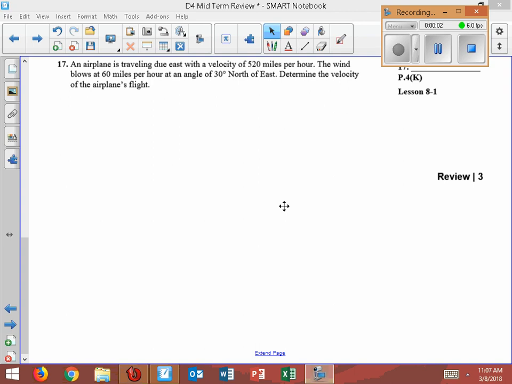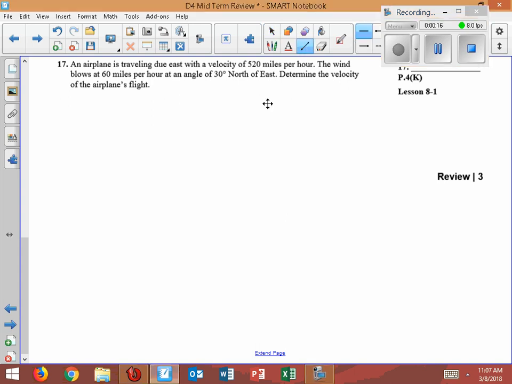Number 17, an airplane is traveling due east with a velocity of 520 miles per hour. The wind blows at 60 miles an hour at an angle of 30 degrees north of east. Determine the velocity of the airplane's flight. So let's first draw this out to help us out.